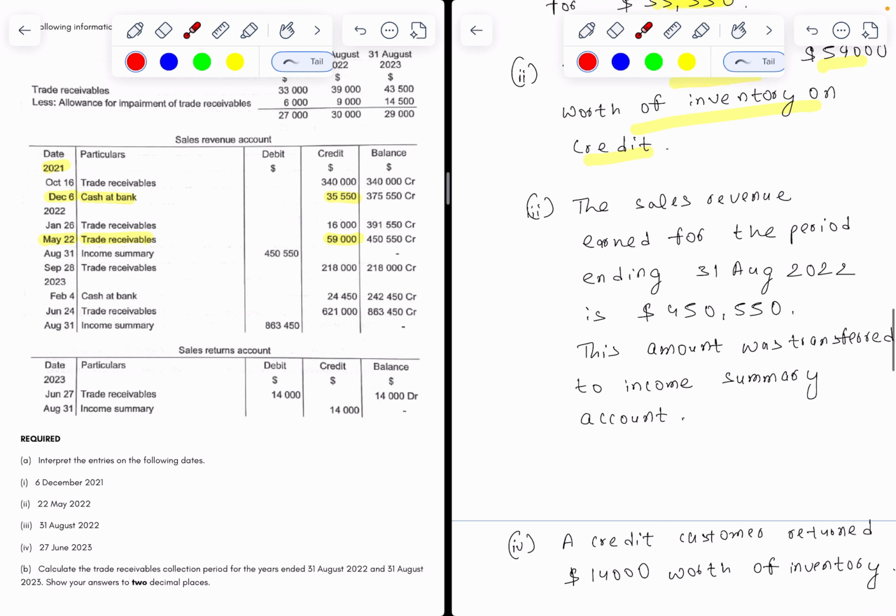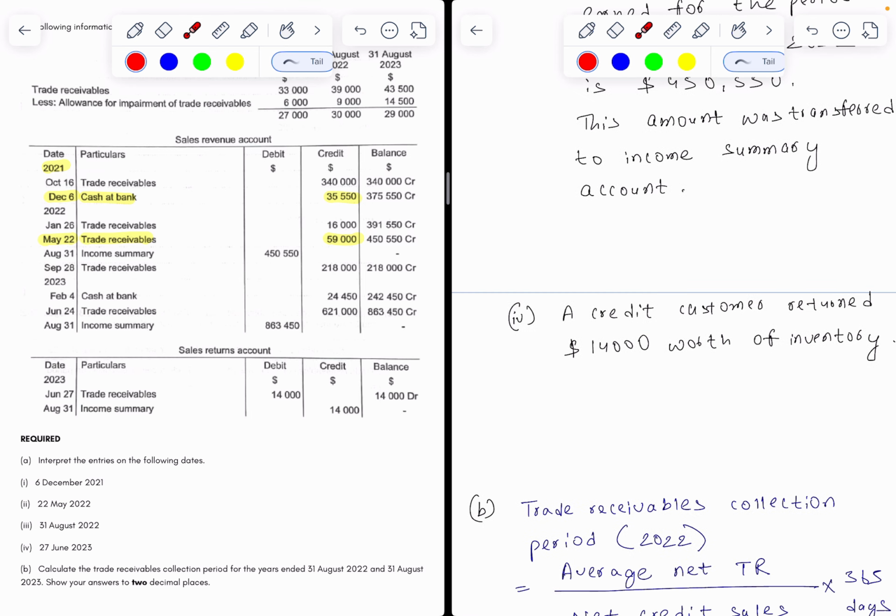The last date to interpret is the 27th of June 2023. Now, if you check the sales revenue account, we don't really have a 27th of June specifically. But in the sales returns account, we do have 27th of June, 2023. And at the beginning, what's happening is that the sales returns account is being debited because one of the credit customers has returned $14,000 worth of inventory for a past transaction that we have done with this guy. So what to write as part of your interpretation? You just simply write that a credit customer returned $14,000 worth of inventory. That's it. And that's how you simply get full marks.